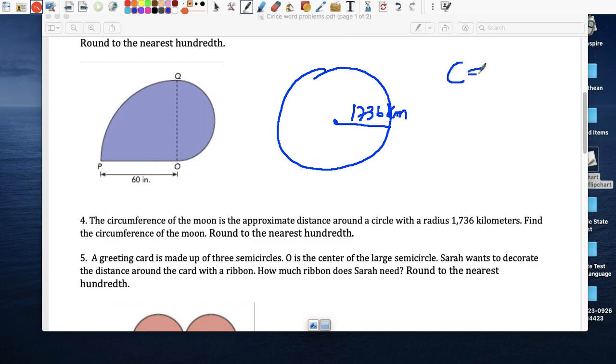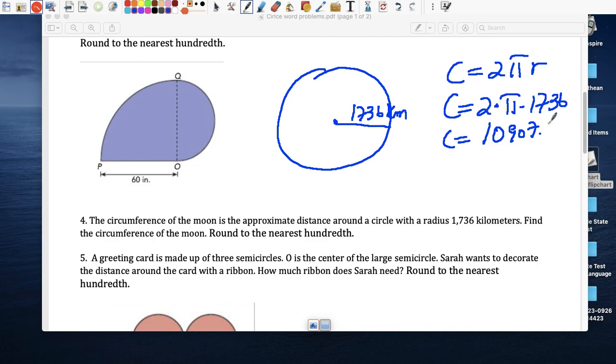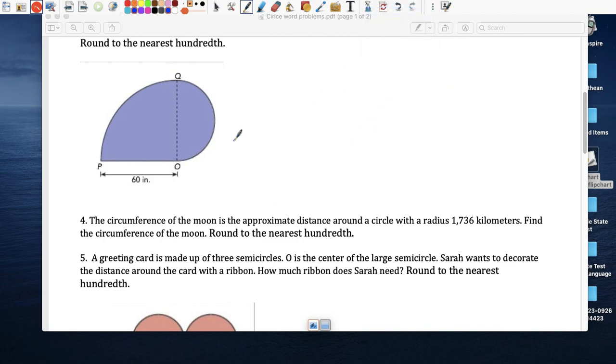Well, I want circumference, and they give us a radius, so I'll use C equals 2 pi r. Circumference is 2 times pi times the radius, which in this case is 1,736. You can leave that in terms of pi, but I'm going to just multiply everything. So 2 times pi times 1,736 is going to give us approximately 10,907.61 kilometers, rounded. And that's the circumference of the moon.